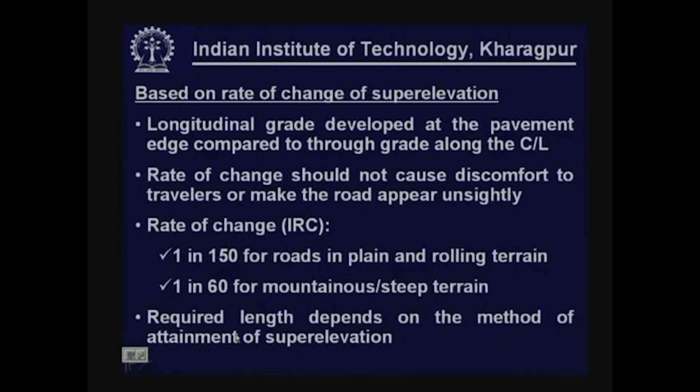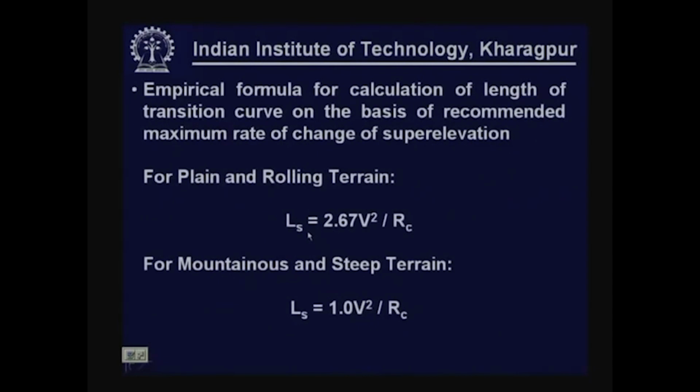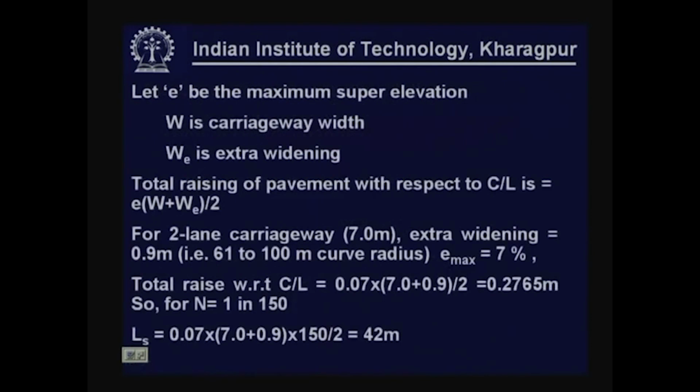And also based on the rate of change of superelevation, the rates suggested are 1 in 150 for plain and rolling terrain and 1 in 60 for mountainous and steep terrain. So, considering these two, the higher value is to be adopted. Also based on the second consideration, the rate of introduction of superelevation, IRC suggests two empirical formulae, one for plain terrain and one for mountainous and steep terrain. These empirical formulae are also sometimes used as an alternative to the second criterion, because it is basically coming from the same basis. Now, let us also quickly see how these empirical formulae are derived.